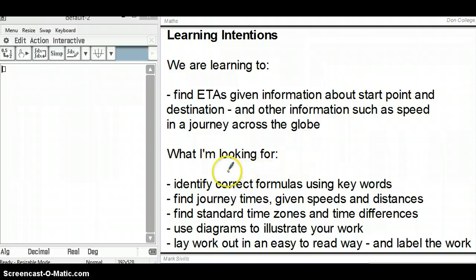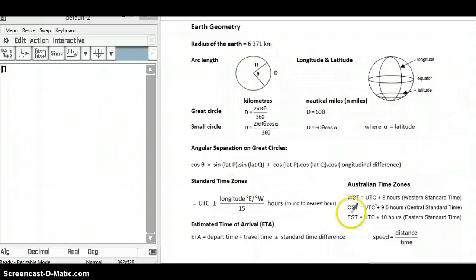What I'm looking for from you, you should be able to, at the end of this video, identify correct formulas using keywords, find journey times given speeds and distances, find standard time zones and time differences, and this is really important, use diagrams to illustrate your work, lay your work out in an easy to read way, and label the work. These are the formulas that we'll be using. This is from the General Maths formula sheet. We'll be using most of these in this question.